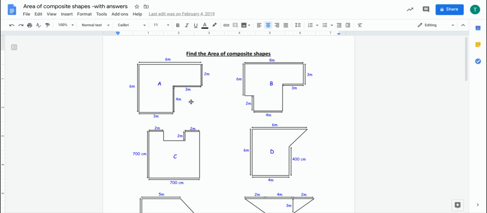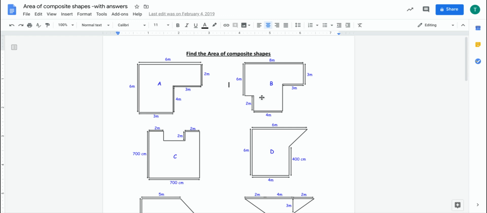If you try it the other way, it should work out the same. If you had split it across this way, then this rectangle on top would be 6 times 2, which is 12 meters squared. And this rectangle on the bottom, 3 times 4, would also be 12 meters squared. Add the two of them together, and it's 24 meters squared. So you work out each part separately and then add them together at the end to get a total area.